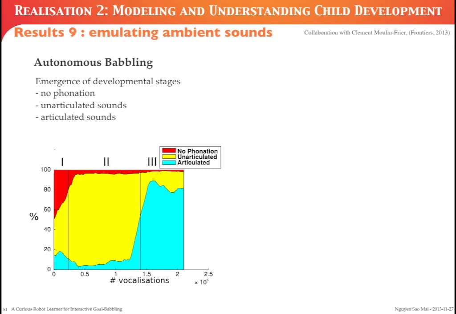This leads to a few results where we show that through autonomous babbling, there's an emergence of three stages. First of all, even if it moves its vocal tract, it makes no phonation. Then it makes some kind of noise that is unarticulated, and only then does it make articulated sounds that sound like syllables.